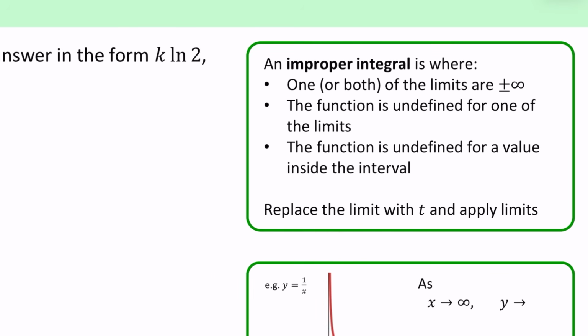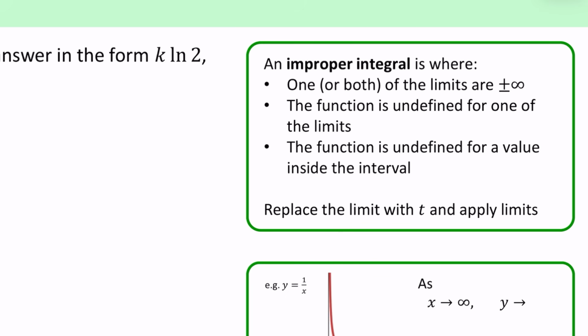It could be where the function is undefined for either one of the limits, either the bottom limit or the top limit. And when I say undefined, it could be something where maybe the denominator becomes 0. Obviously we can't divide by 0. Or it could be where the function is undefined for a value inside the interval. So whether it was, I don't know, 2 and 5 on the top, but it's undefined at 3, we still need to treat that using improper integrals.